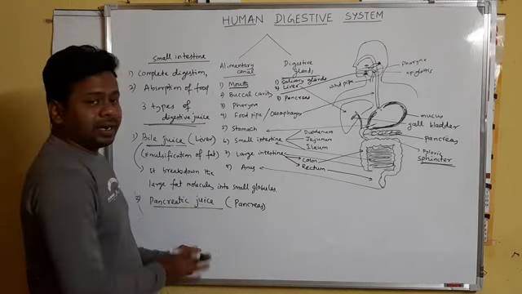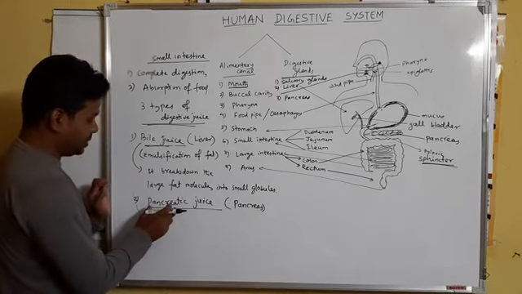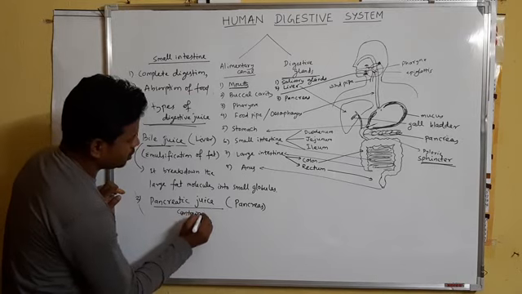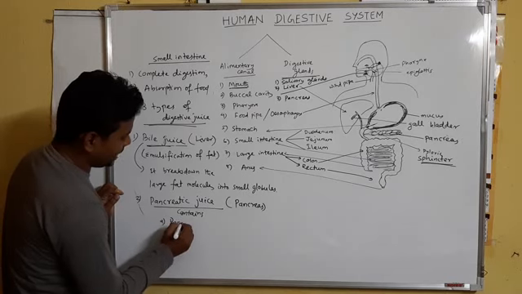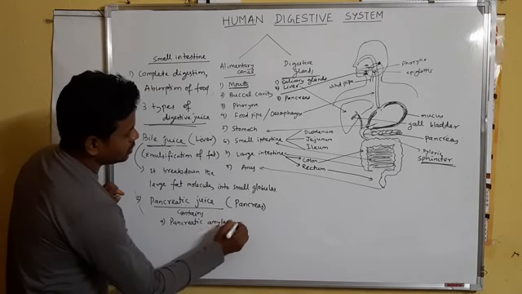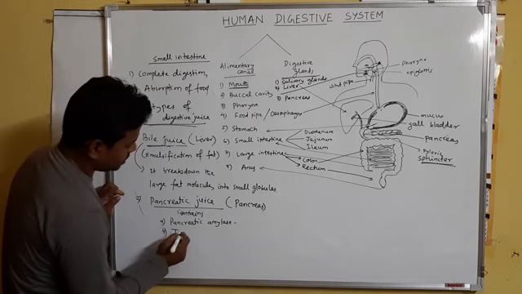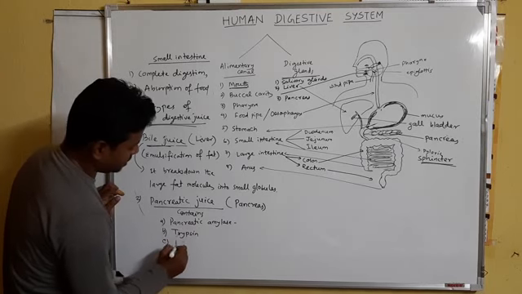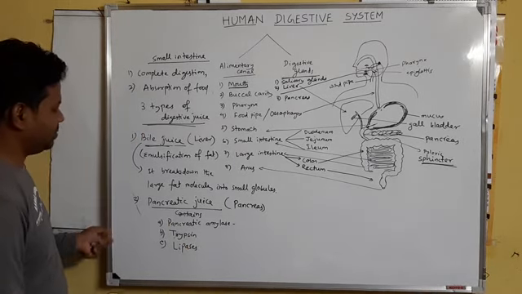Then what is the role of pancreatic juice? This digestive juice contains 3 types of enzymes. Number 1 is called pancreatic amylase. Second is called trypsin. And the third one is lipase. These are the 3 different enzymes.